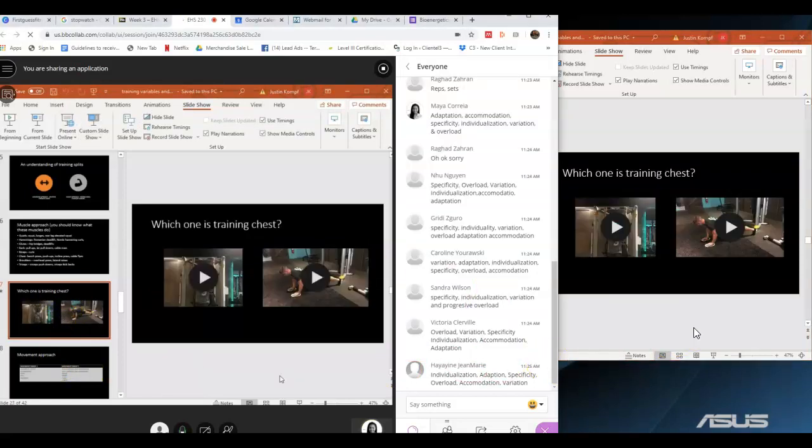Which one is training chest? Left side or right side? Just type it in.